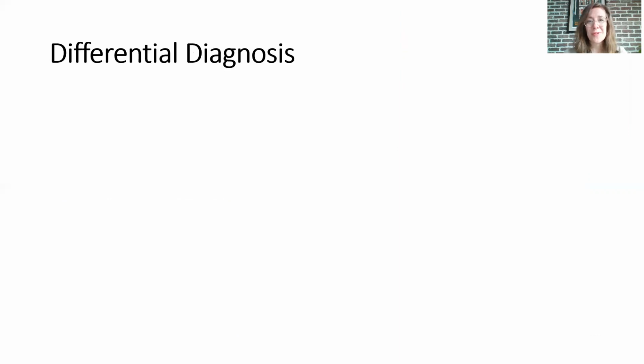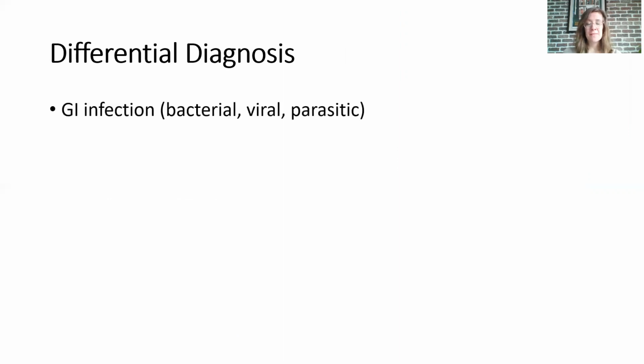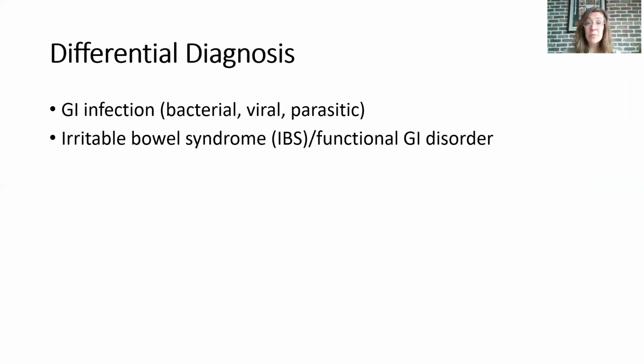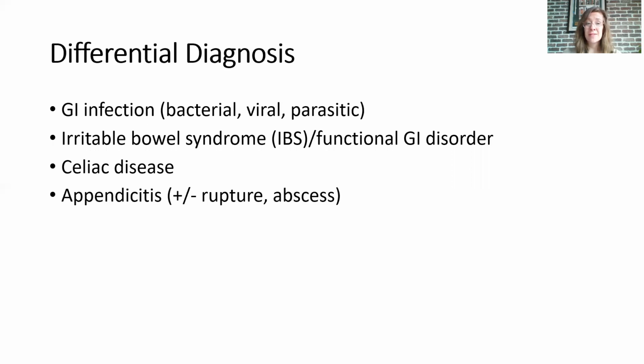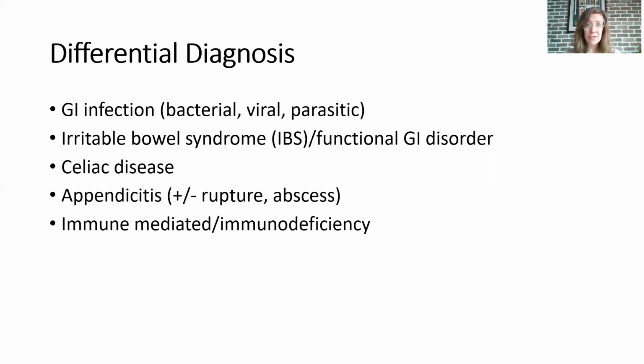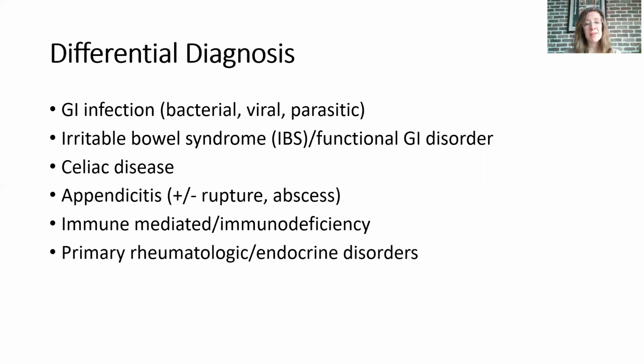So before we get into trying to test for IBD, it's important to build that differential diagnosis. One of the highest things on the differential should be a GI infection, bacterial, viral, or parasitic. Irritable bowel syndrome is also there in your differential, so things like IBS or other functional GI disorders. Celiac disease, appendicitis plus or minus appendiceal rupture and abscess formation. Other immune-mediated bowel diseases or immunodeficiencies like we talked about with very early onset IBD. And then finally, primary rheumatologic or endocrine disorders that can show up with growth or pubertal failure.